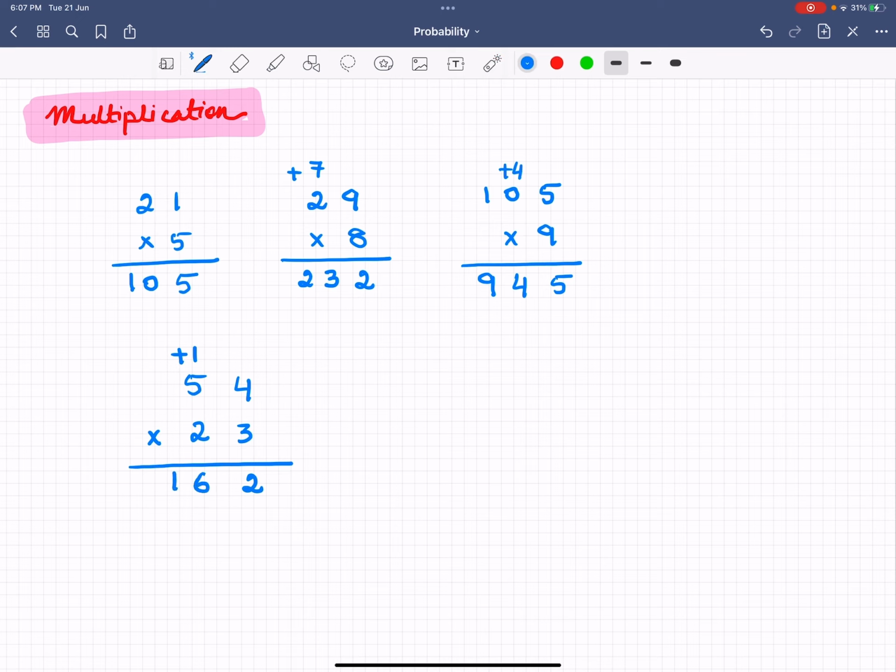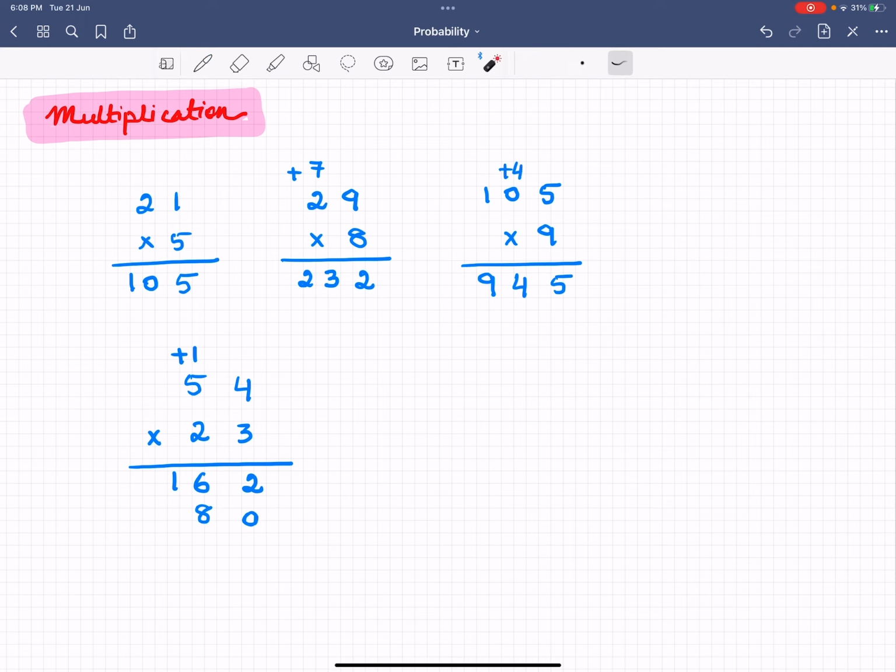Now, we are not done with the multiplication. We still need to multiply by the number 2. The number 2 is in the tens place, so we need to write the answer starting from the tens place. So we put a 0 or a cross here. So let's put a 0 here. Now let's start with the second digit of the number. 2 into 4 gives us 8. So we write 8 here.